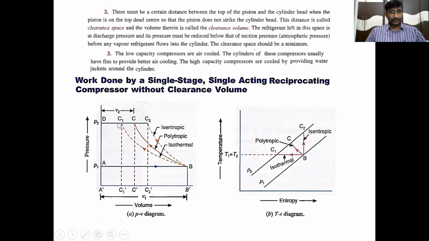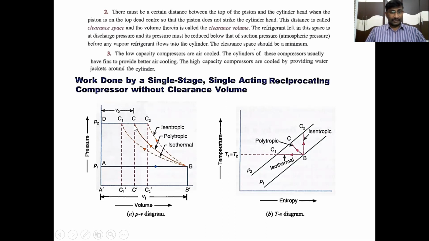This is the delivery stroke. C1 to D, or C to D, or C2 to D is called the delivery stroke. This is V2, the volume after delivery. So during the delivery process, this much volume will be delivered to the condenser. So the volume flow rate towards the condenser is V2. V1 is the volume taken by the compressor, the suction volume. V1 is the suction volume, V2 is the discharge volume.